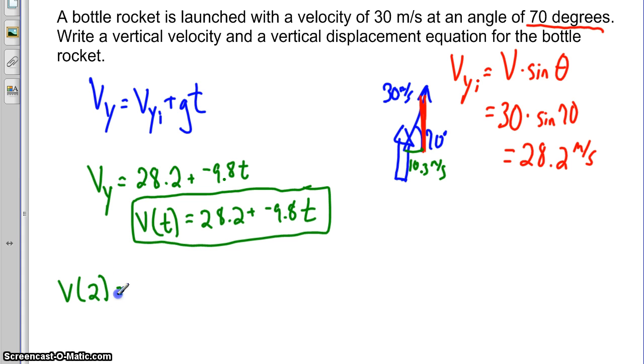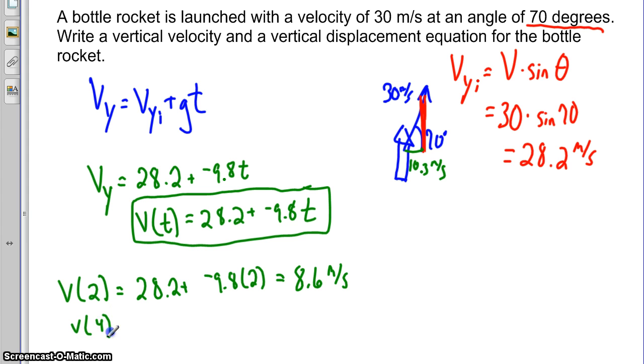Now, you're not required to do this on your homework. I just want to show you how it works. Well, this is going to be 28.2 plus negative 9.8 times 2. And if I put that on my calculator, I get 8.6 meters per second. So again, this means that after 2 seconds, this object's going to be going 8.6 meters per second still.